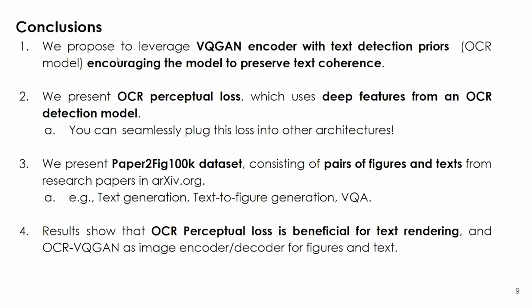As a conclusion, we propose to leverage the VQGAN encoder with a text detection prior, which is a frozen trained OCR model, which will encourage the autoencoder to preserve the text coherence. For that end, we proposed an OCR perception loss, which computes a similarity in the feature space. We tested everything on a novel dataset called Paper2Fig100K that consists of pairs of figures and texts. And we saw that the OCR perception loss is actually beneficial for text rendering.